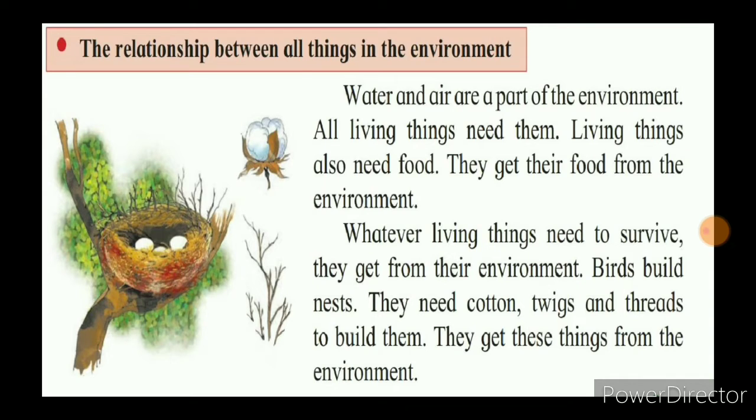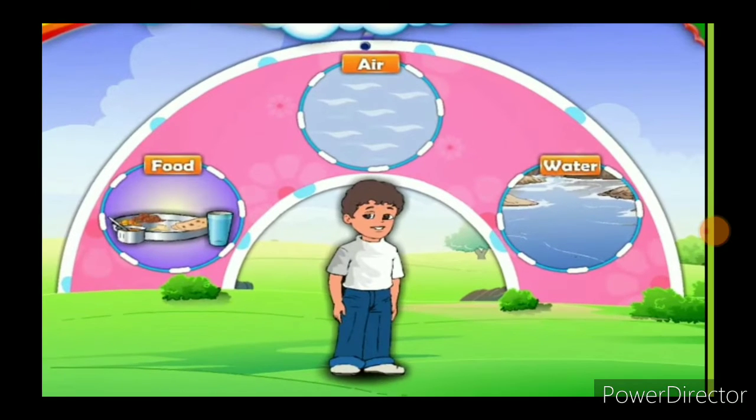Whatever living things need to survive, they get from their environment. Birds build nests. They need cotton, twigs and threads to build them. They get these things from the environment. Now I will explain it to you.